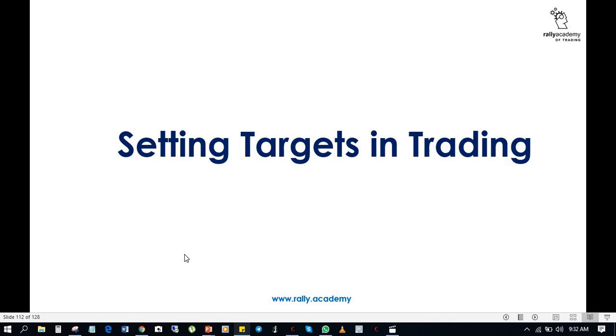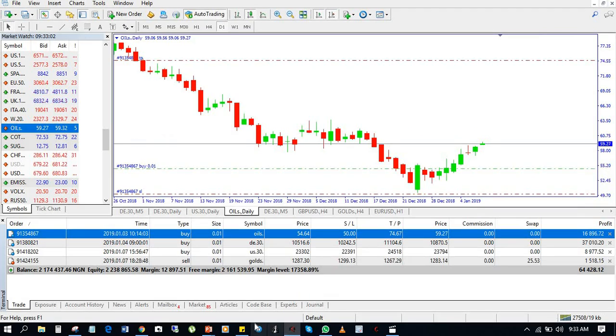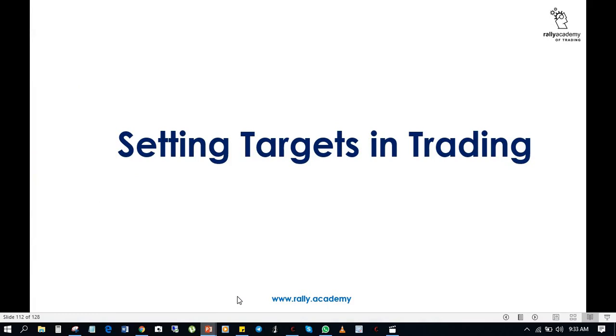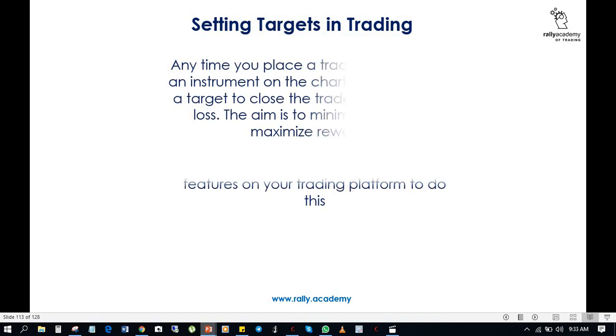Now, how do you achieve this? I've prepared this slide to guide us through this process. Between this slide and MetaTrader 4, can you see my screen? I will be switching between this slide and MetaTrader 4 that you see in front of me, so that I can guide you on how to do this the best way possible. So let's get started.